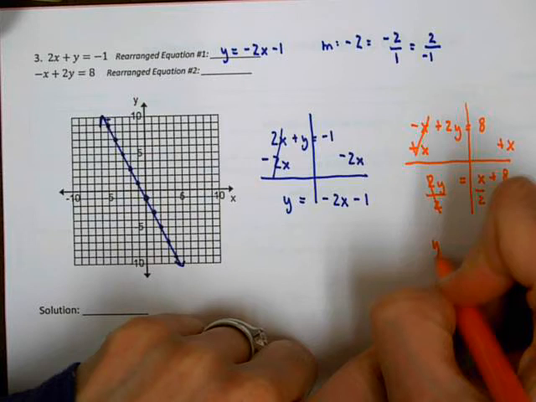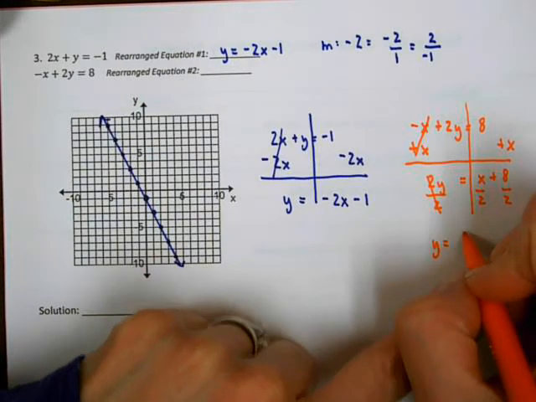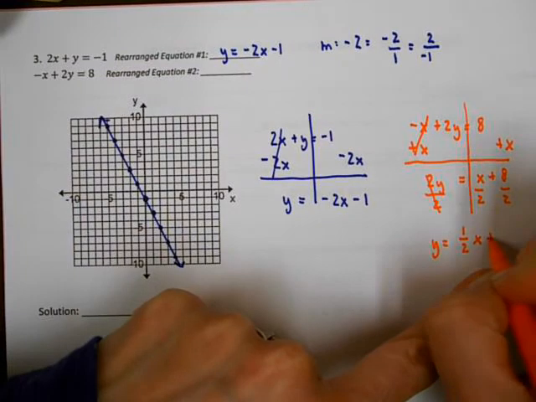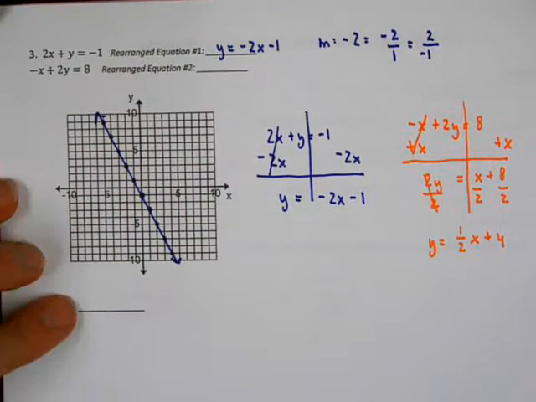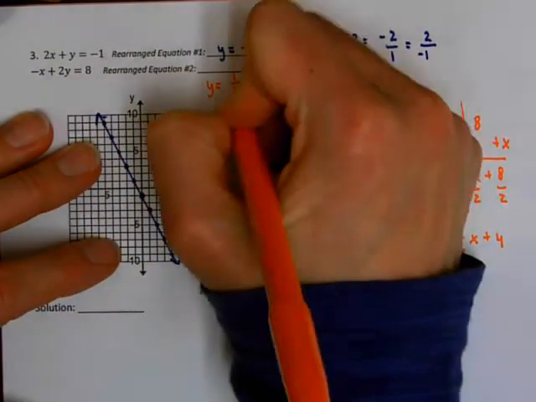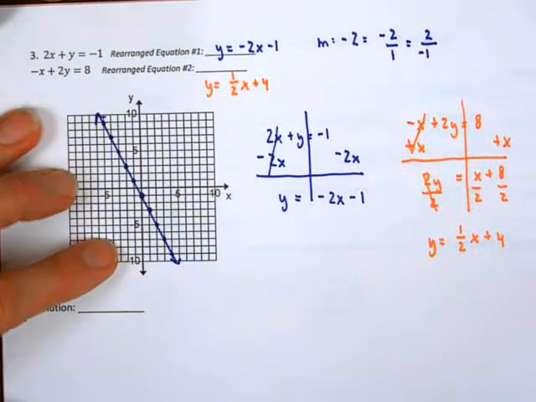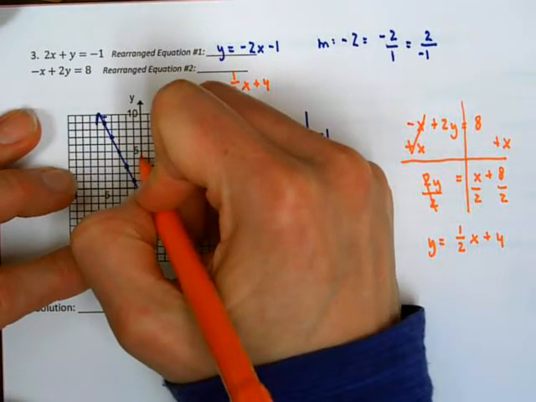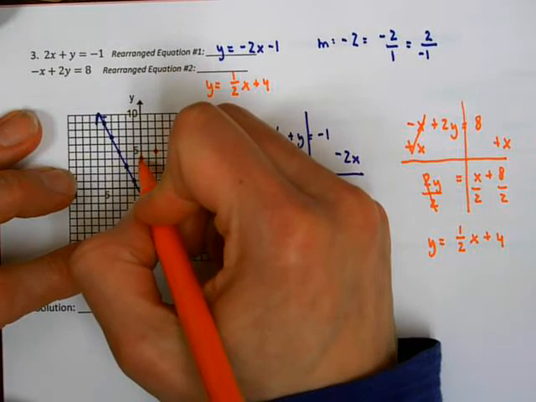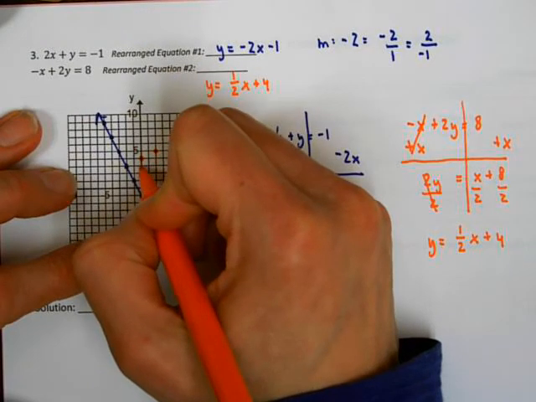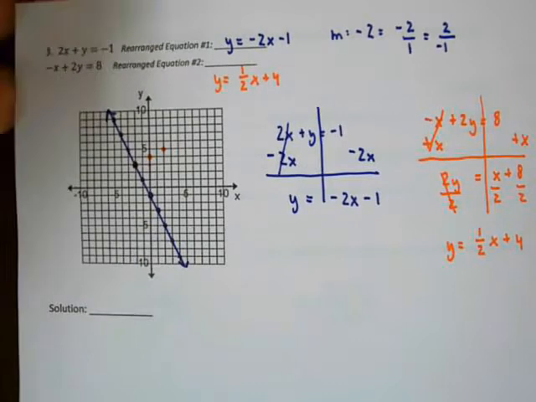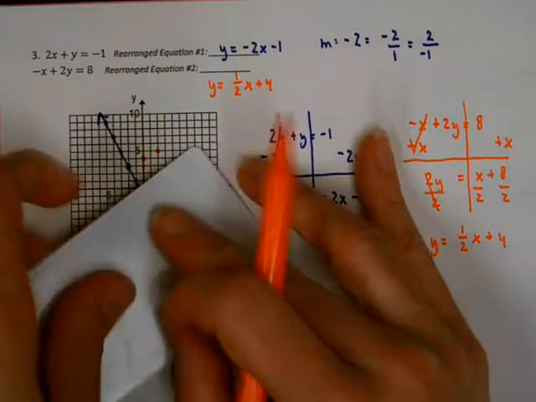So I get y equals x over 2, which is really the same as 1/2 times x, plus 8 divided by 2, which is 4. So my equation, I can't quite fit it there, I'm going to put it right here. It's 1/2 x plus 4. My y-intercept is going to be a positive 4. I'm going to rise 1 and run 2. Going the other direction, I could go down 1 and to the left 2. And so again, you can see really clearly where your intersection point is.